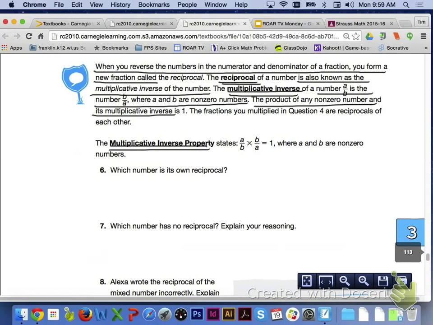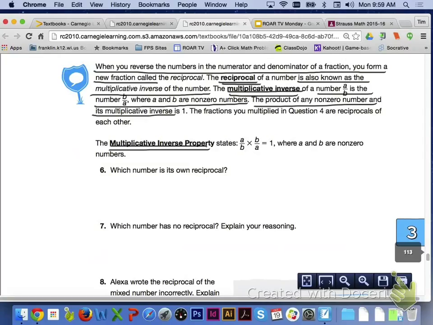At the top of page 205, when you reverse the numbers in the numerator and the denominator of a fraction, you form the new fraction called the reciprocal. The reciprocal of a number is also known as the multiplicative inverse of the number. The multiplicative inverse of a number a over b is the number b over a, where a and b are non-zero numbers. The product of any non-zero number and its multiplicative inverse is 1. The fractions that you multiplied back in question 4 are reciprocals of each other.